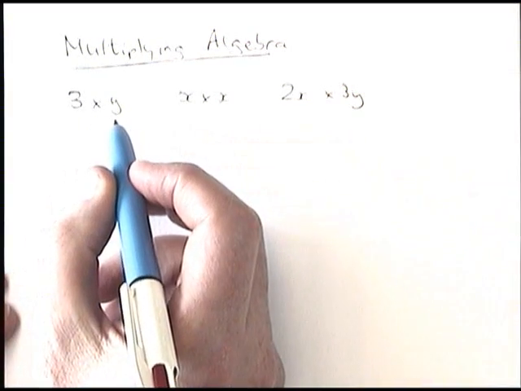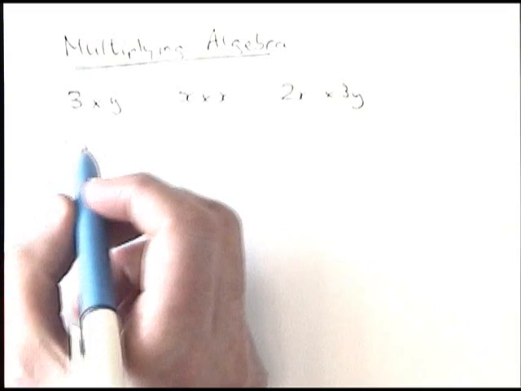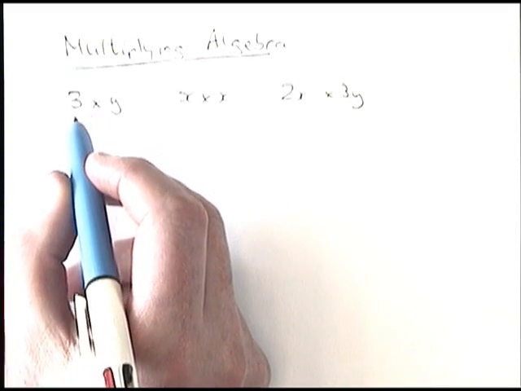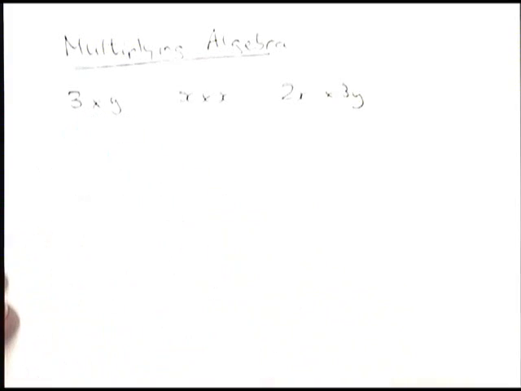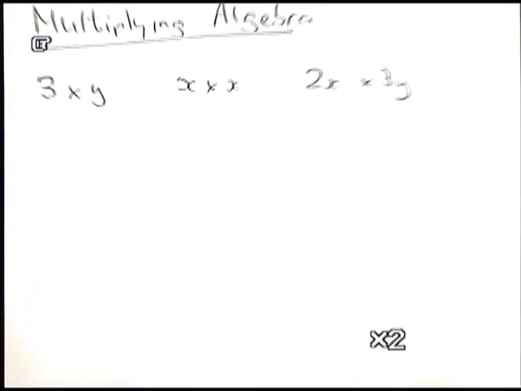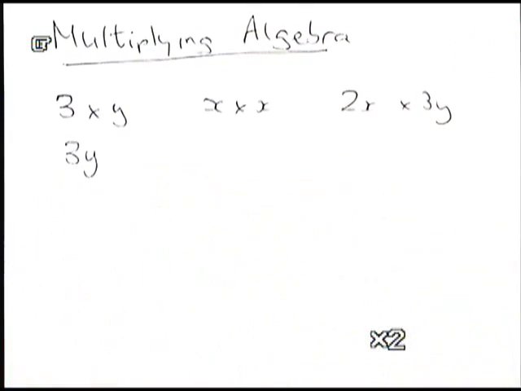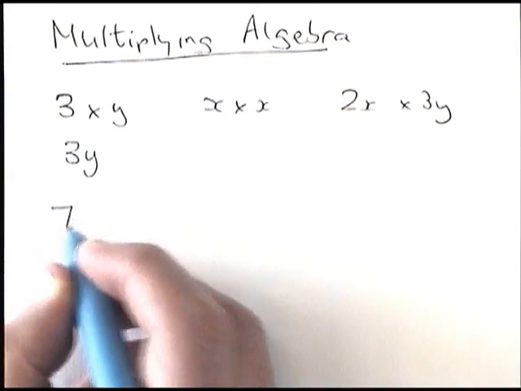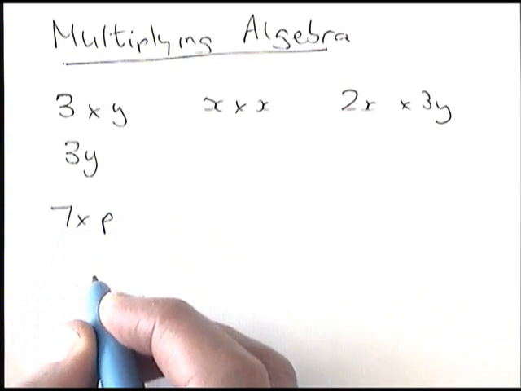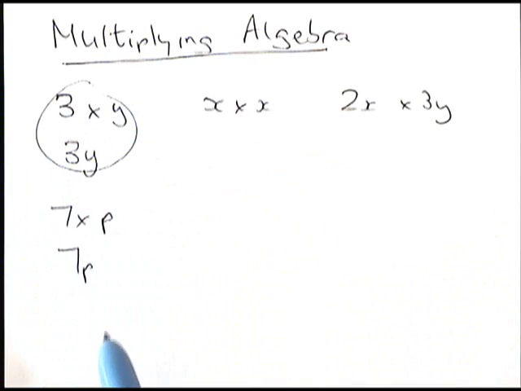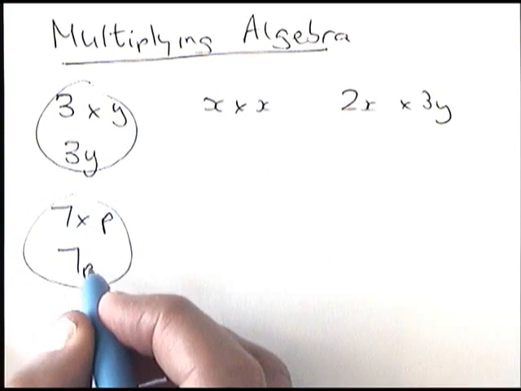3 times by x means 3 lots of x. In maths, we don't normally bother writing the times sign between a number and a letter. So 3 times by y, we will often just write as 3y. If I look at another one like that, 7 times by p, we would just write as 7p. So those two things are the same as each other.